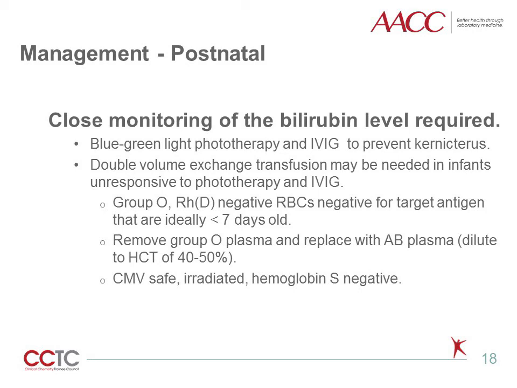Group O RHD negative RBCs that are negative for the target antigen that are ideally less than 7 days old are desired. The RBCs must also be CMV safe, irradiated, and hemoglobin S negative. The Group O plasma must be removed from the RBC product and replaced with AB plasma, and the final product should be diluted to a hematocrit of 40 to 50%.